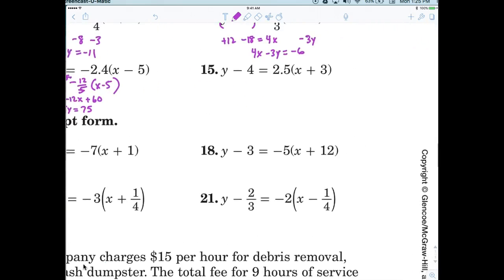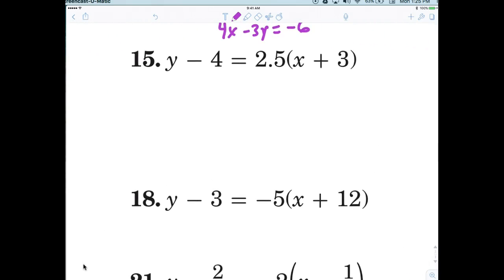Let's check out 15 now. Okay, so 2.5 is the same as what? 5 over 2. Good. That's how I want you to be able to tell me. You can say 25 over 10, but it's not necessary. If you did 25 over 10, that would reduce to what? You with me on this? But I just want you to be able to say 2.5 is the same as 5 over 2. Quicker. It's no big deal though.